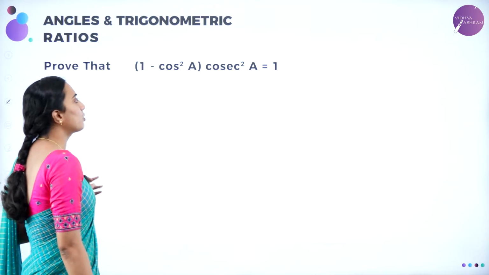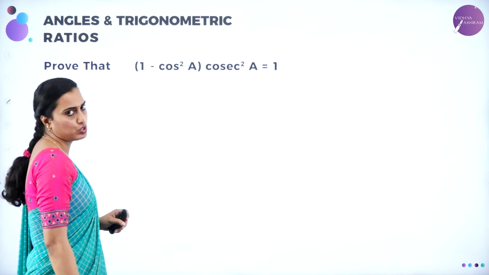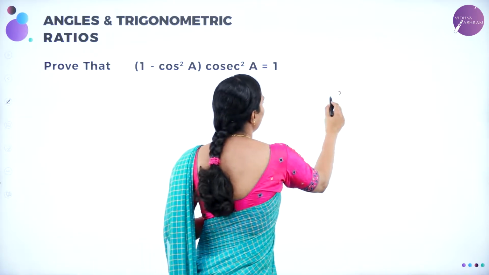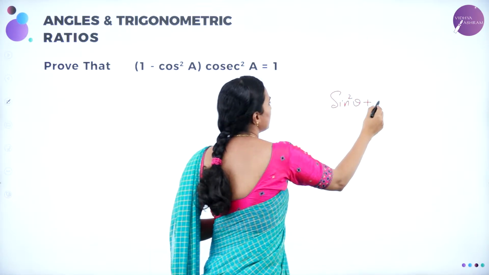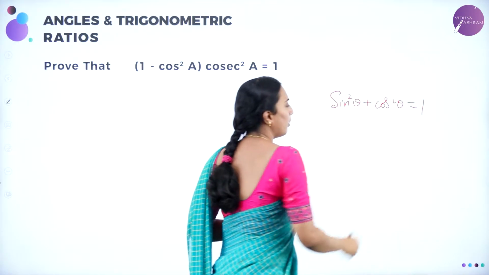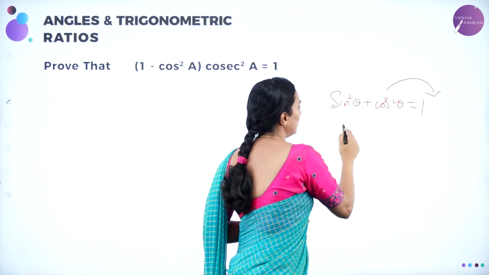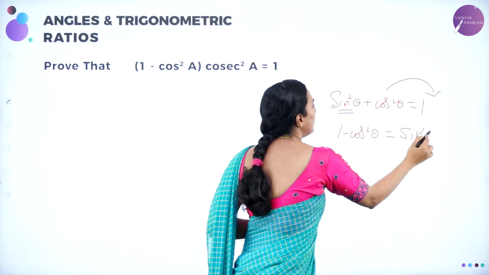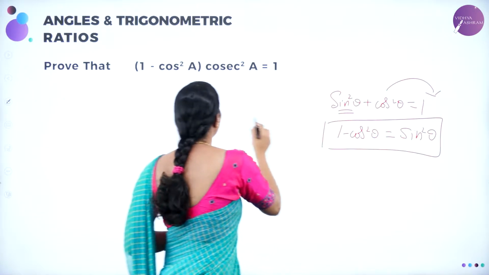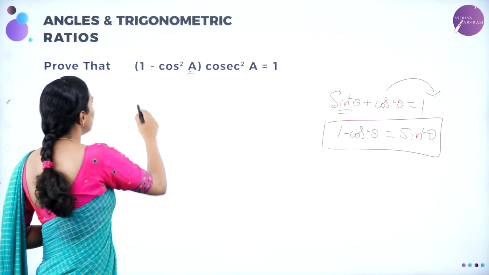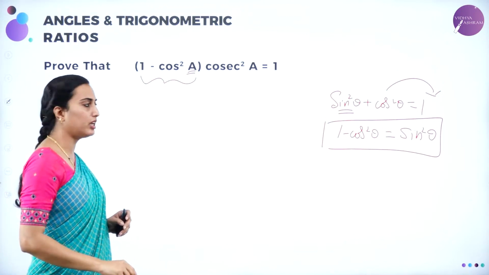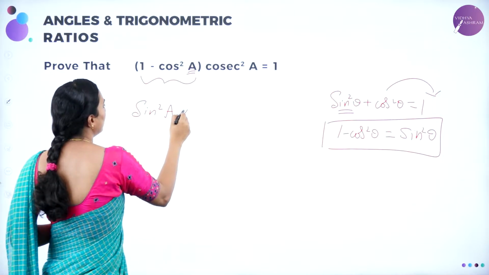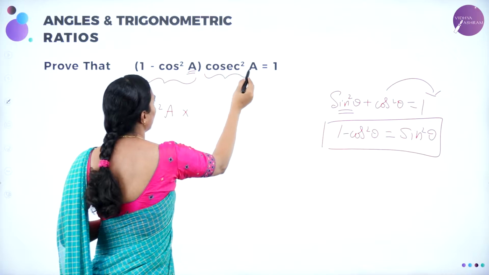Prove that 1 minus cos squared A into cosecant squared A is equal to 1. So, they have given 1 minus cos squared A, which you can write as, see, the identity you know that sin squared theta plus cos squared theta is equal to 1. If you take cos squared to that side, it will become 1 minus cos squared theta can be written as sin squared theta. Now, in place of theta, they have given A. Therefore, 1 minus cos squared A can be written as what? It is nothing but sin squared A, correct, into cosecant squared A can be written as what?